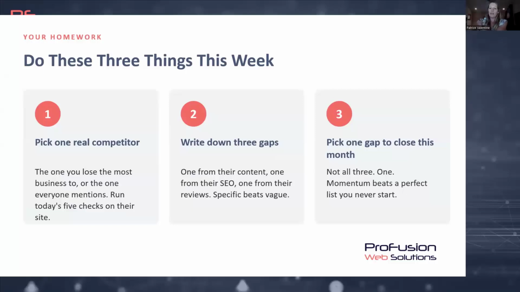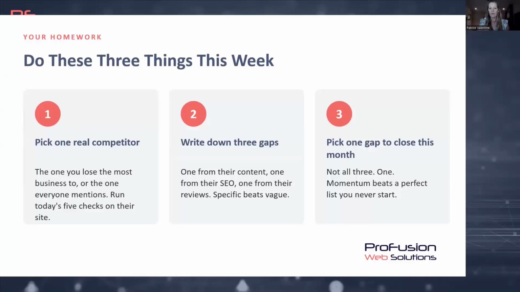So what we want you to do today, again, we always like to end these webinars with 3 things that you can do. One, pick a real competitor, the one that you lose the most business to, or the one that customers mention most. Go through those 5 checks today: their website, SEO, ads, social, and Google Business Profile reviews. Run that check on all of them.